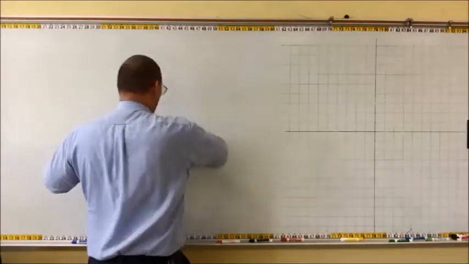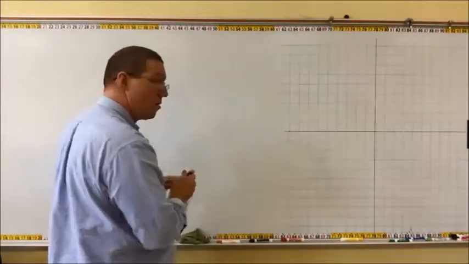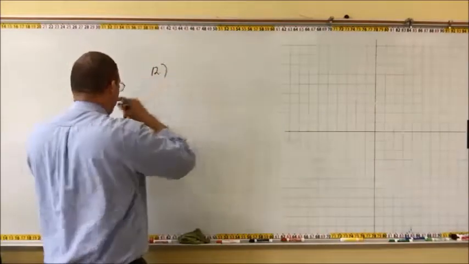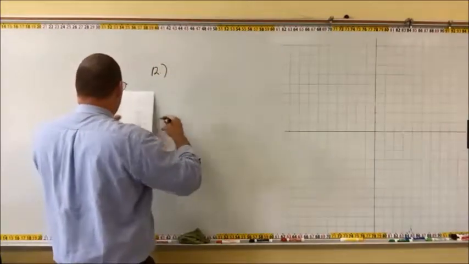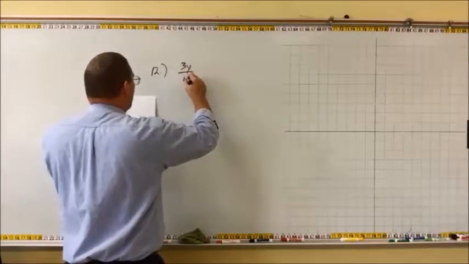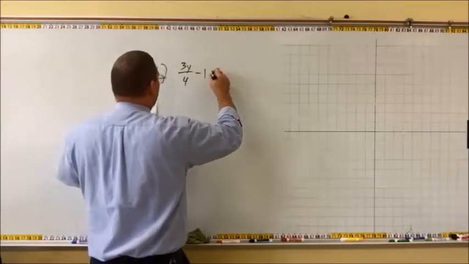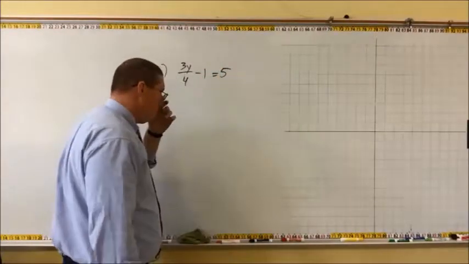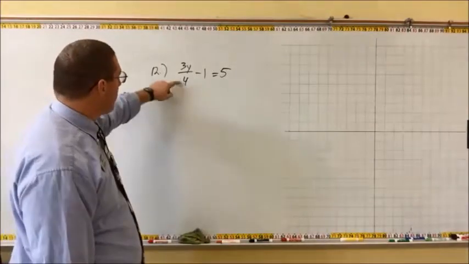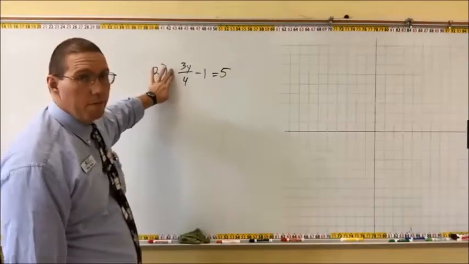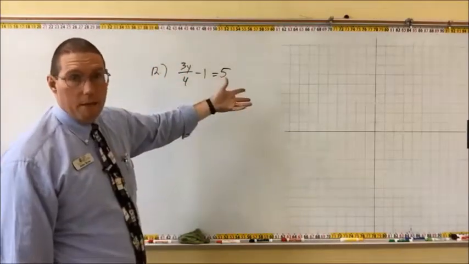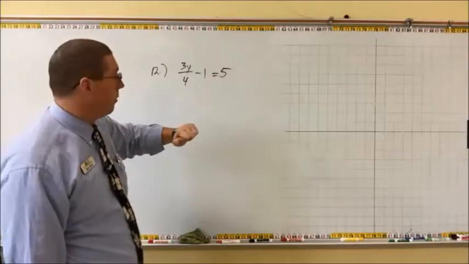Question number 12. They started to go downhill a little bit from there. Question number 12 says we've got 3y over 4 minus 1 is equal to 5. Now, there were two good ways to approach this. The first one is to cancel the denominator by multiplying by 4. The other way is to add the 1 to the other side to make it a little bit easier before you cancel the denominator. Okay?